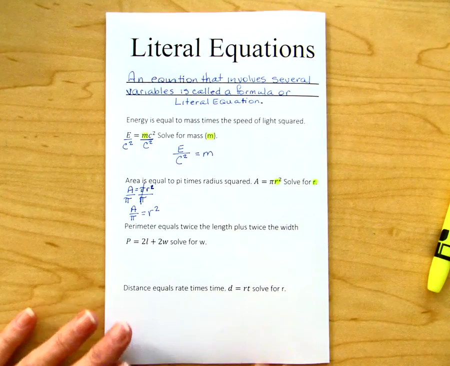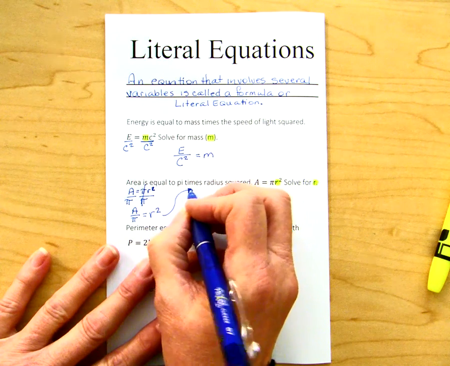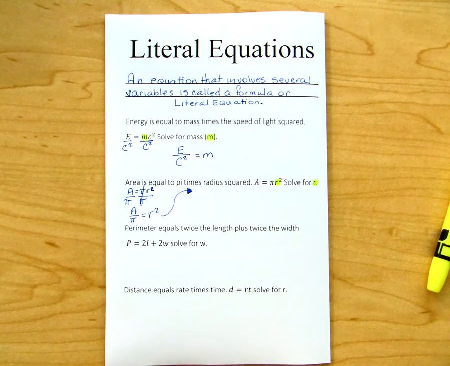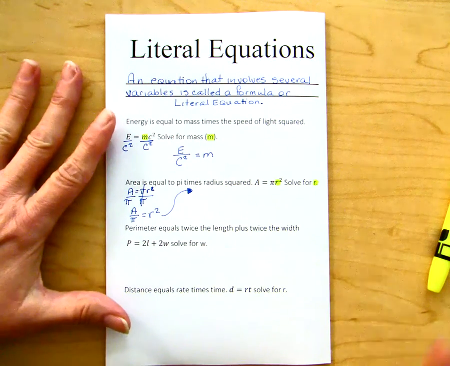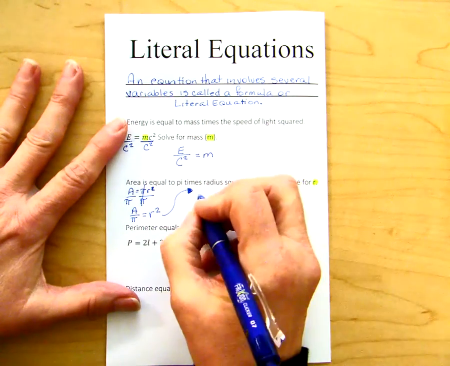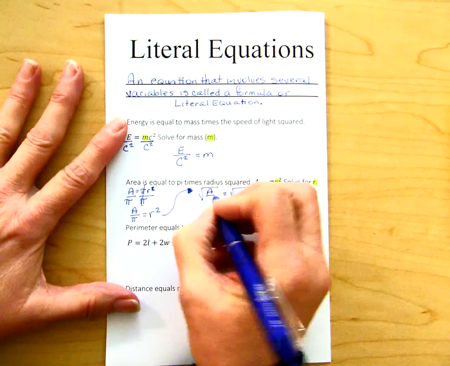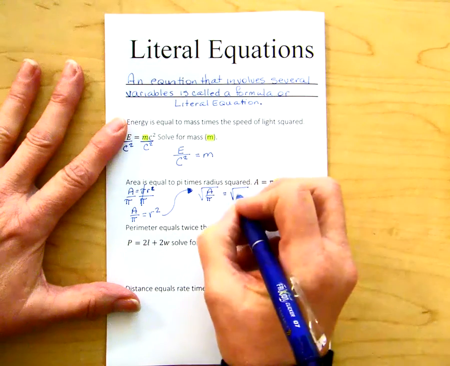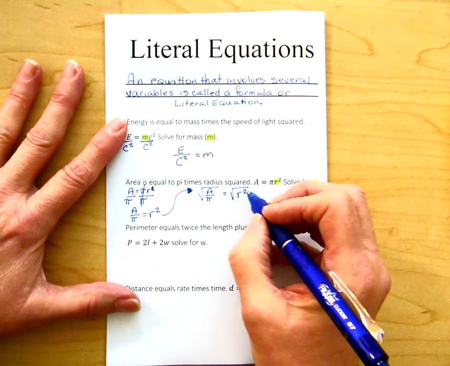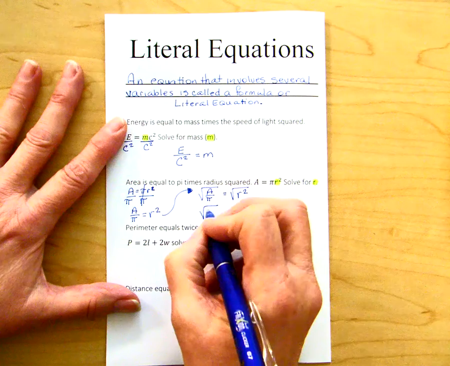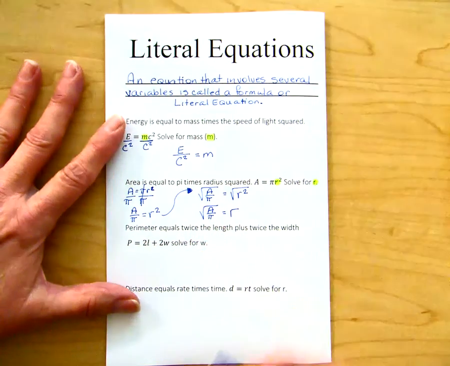Well, I've solved for r squared, but I don't have just the radius. So I'm going to bring this up over here. In order to undo squaring, we square root. Remember that square rooting is the inverse operation for squaring. So I'm going to take the square root of both sides of the equation. I'm going to take the square root of area divided by pi, and I'm going to take the square root of the radius squared. So square rooting undoes squaring, so I'm left with the square root of area divided by pi is equal to the radius.